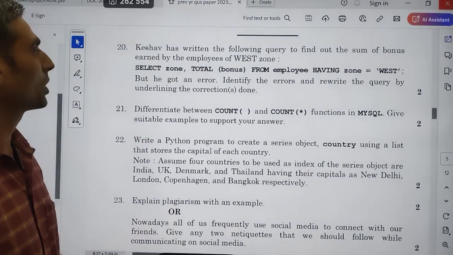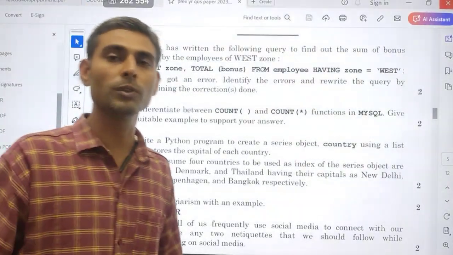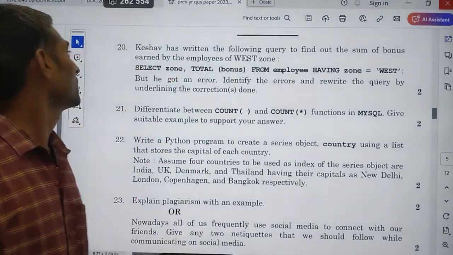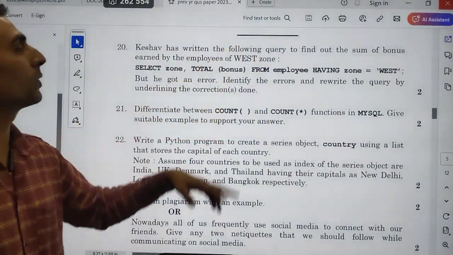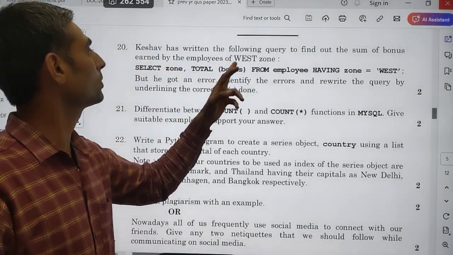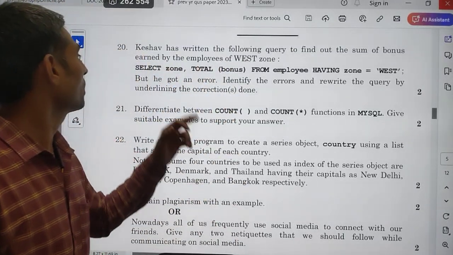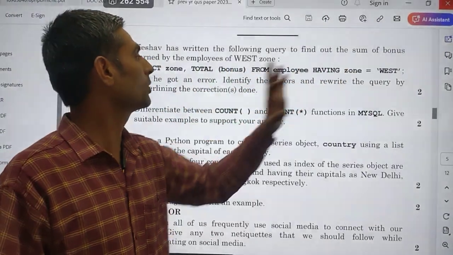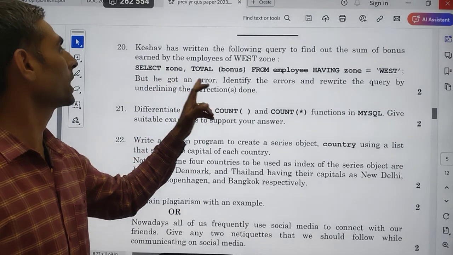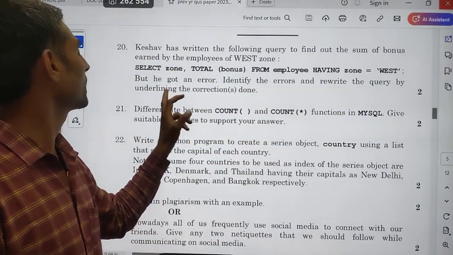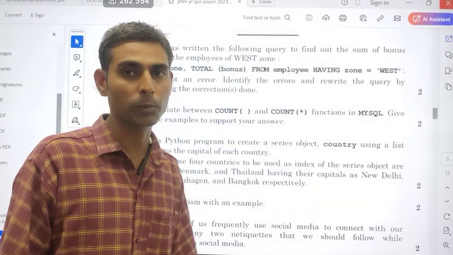Now look at question number 20. In this video we will discuss 3 questions. This is our first question. Keshav has written the following query to find out the sum of bonus earned by the employees of West Zone: select zone, total bonus from employee having zone equals West, but he got an error. Identify the errors and rewrite the query, underlining the corrections.